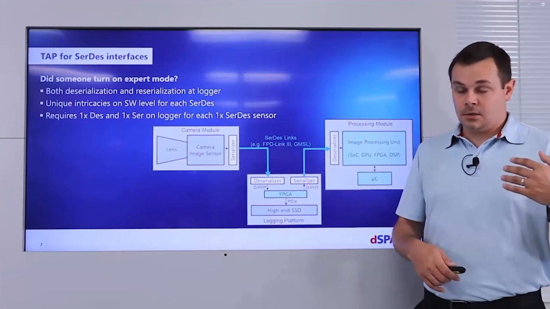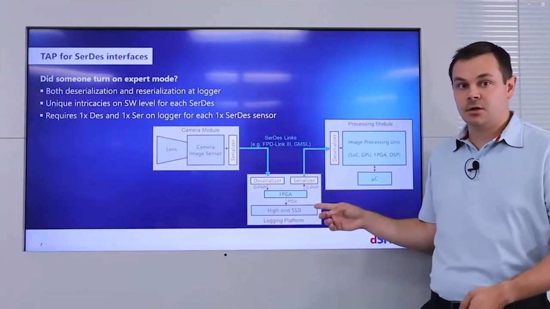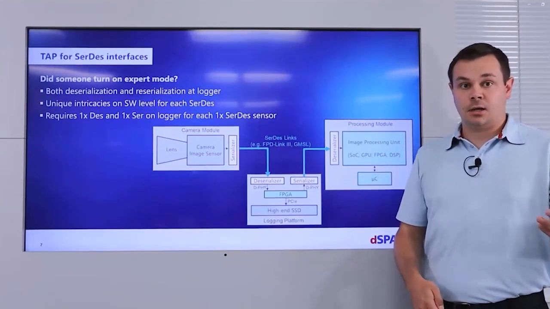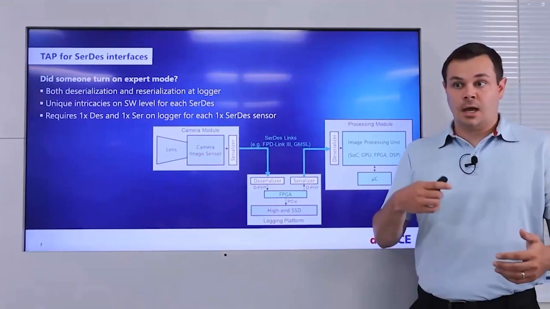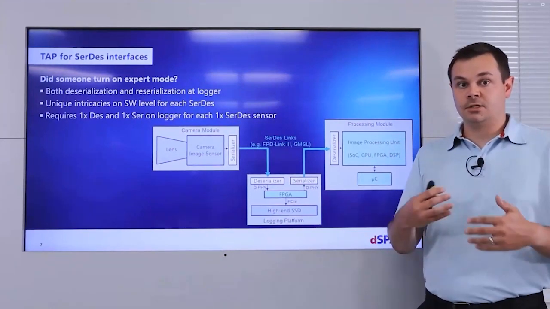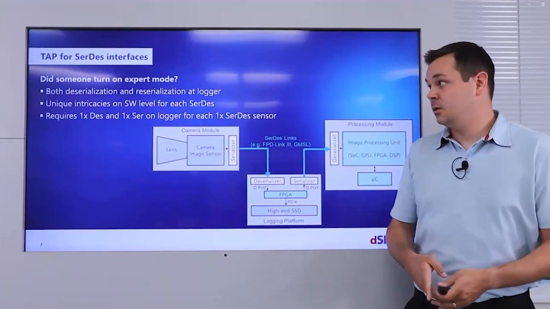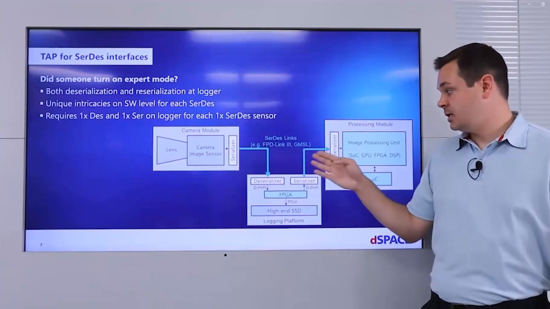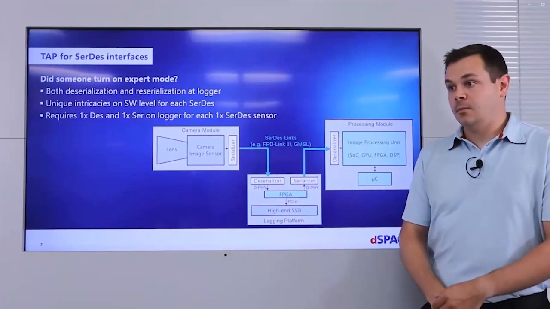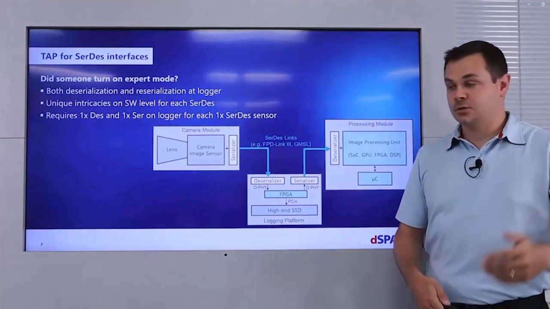And this is not only difficult because we have to have all of these different matching deserializers and serializers, but the software configuration is really important, and it's different between each SerDes type, as well as how each particular customer uses that serializer, deserializer, and the register settings that they have and the different features that they turn on. Similar to Ethernet, you're going to have one deserializer and one serializer for each camera interface that you're attempting to tap, meaning that you need 2 times the amount of interfaces that you have sensors.